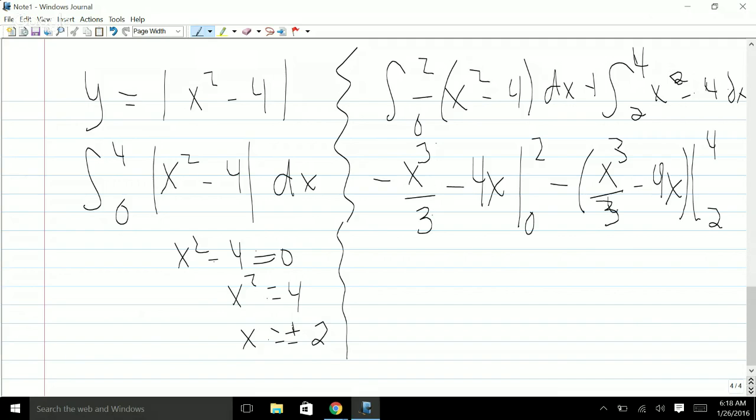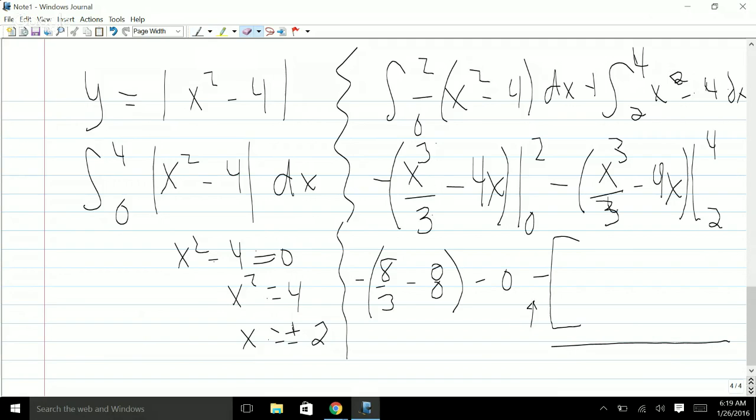Again, plug the 2 in, you get 8 over 3. Oh, don't forget. There we go. So this is 8 over 3 minus 8. And then, of course, if you plug 0 in, and then if you come over here, do not forget that negative there has to transfer to this whole term over here. Okay, don't forget that.